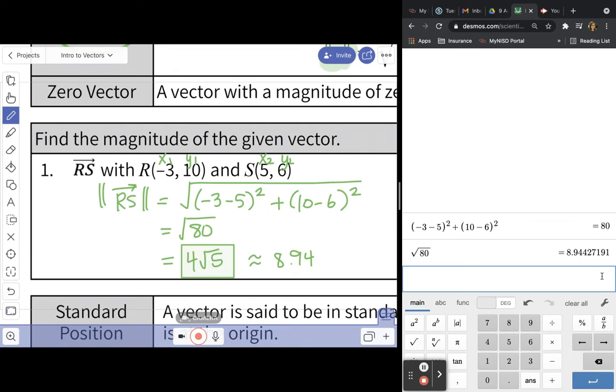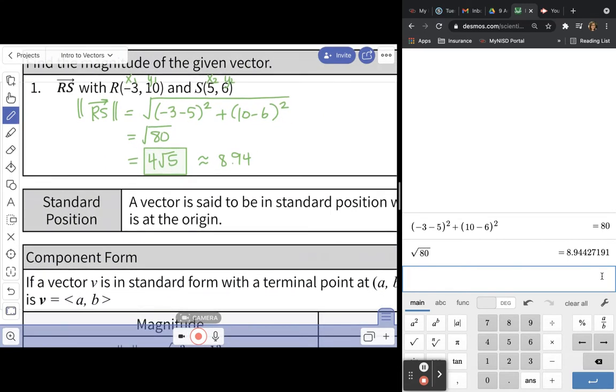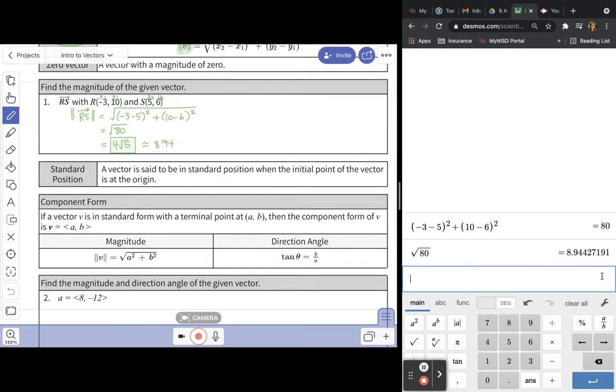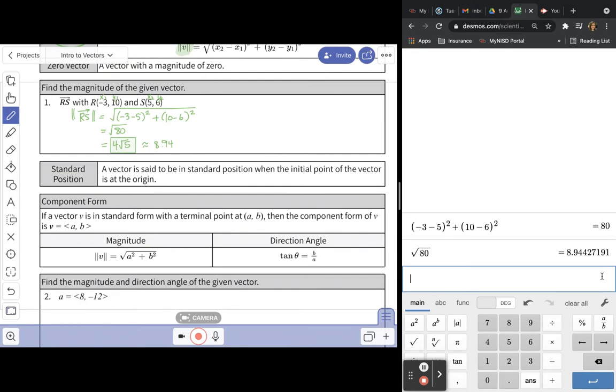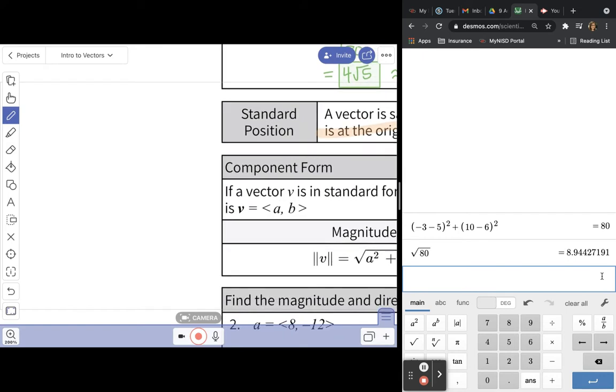Okay, so now let's move on to the next vocabulary thing. Standard position. Just like angles, vectors are said to be in standard position when their initial point is at the origin. So that's the important part. Initial point at the origin. I probably should have included a picture here, but I didn't. So let me try to draw as best as I can.